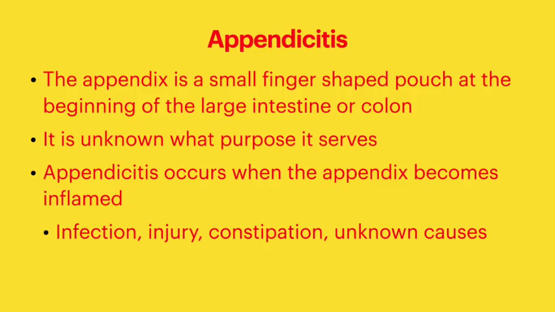The appendix is a finger-shaped pouch at the beginning of the large intestine or the colon. Scientists still do not know exactly what purpose it serves. But appendicitis occurs when the appendix becomes inflamed. And this can come from infection, injury, constipation, or children getting dehydrated, and also unknown causes.